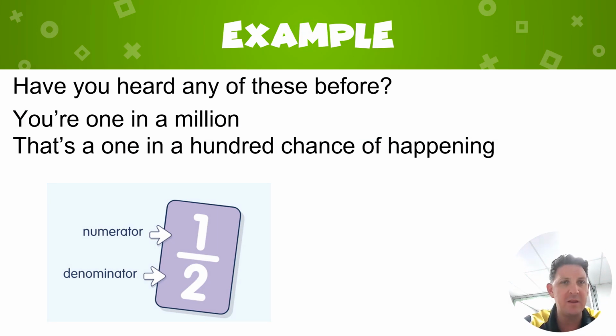Now, you may have heard things like you're 1 in a million or there's a 1 in 100 chance of happening. And these are some of the terms that we use in everyday life just to try to make sure that people understand either the chance of something happening or how much you are different to others. So the term 1 in a million means of 1 million people, you're something special, something unique or different. A 1 in 100 chance of happening means it's not really likely of happening. It means if it happened 100 times, it's only going to happen once to you.